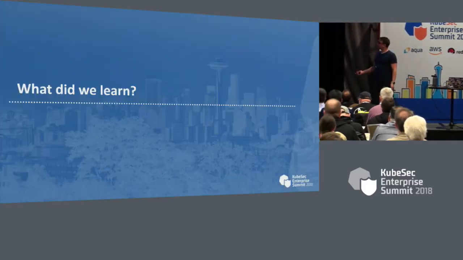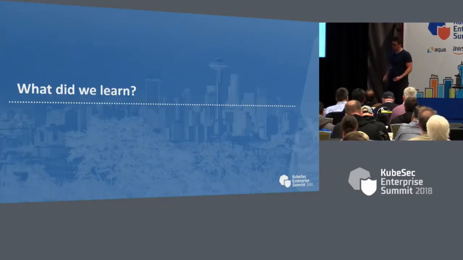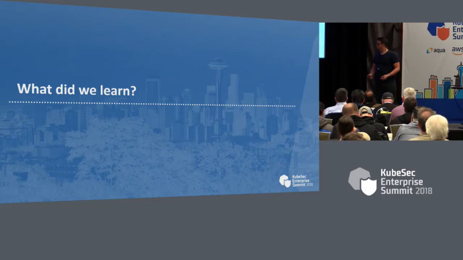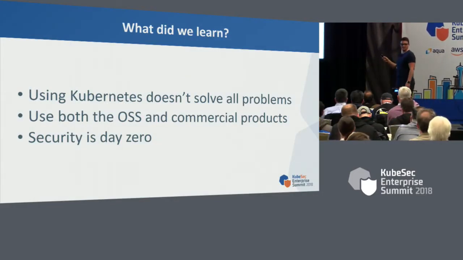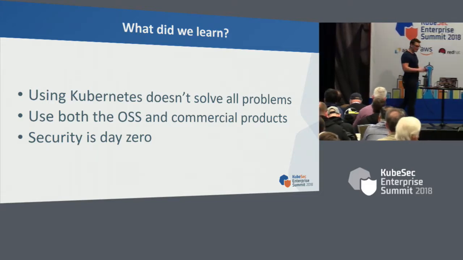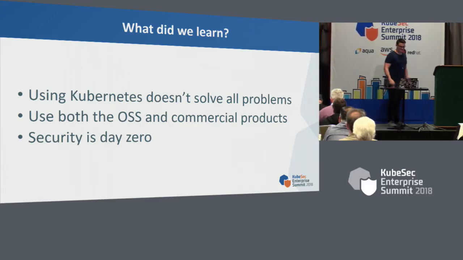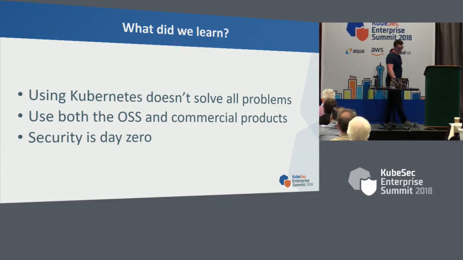So this is pretty much for most of what my talk is going to be about. So what did we learn? Kubernetes doesn't solve all your problems. It's not going to do that. It's going to get close, but it's not going to solve all your problems. I'm just going to tell you that. It's not going to solve all your problems, I promise. I want it to, but it's not going to.